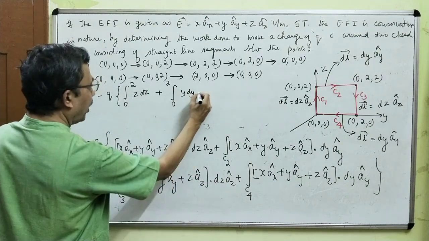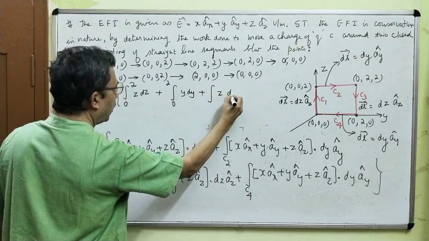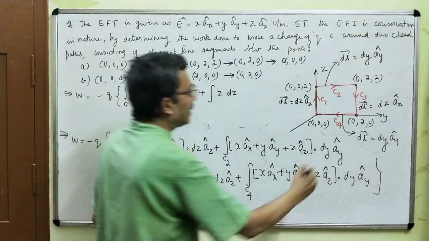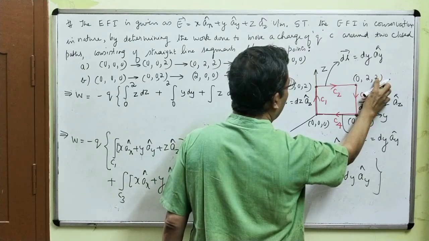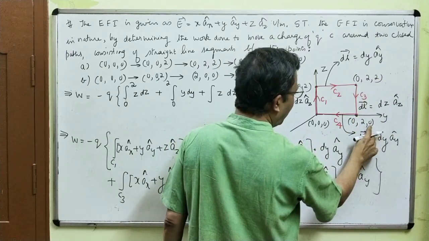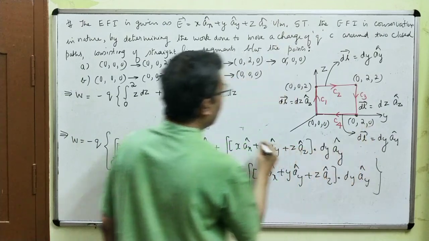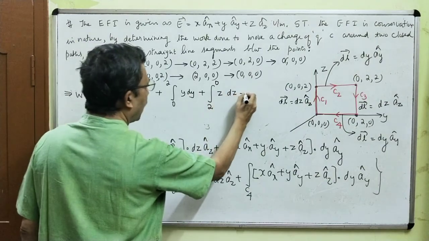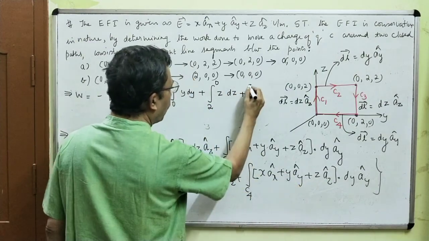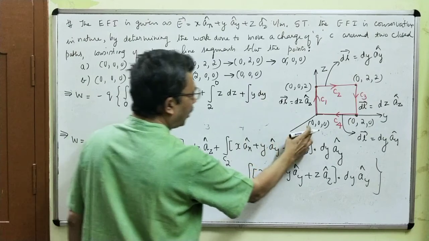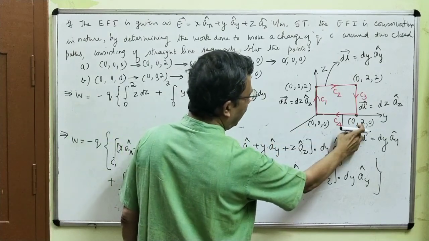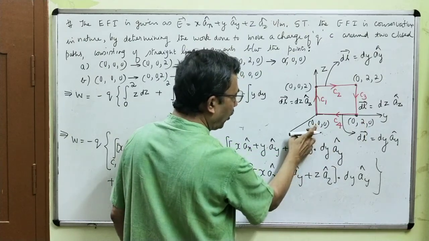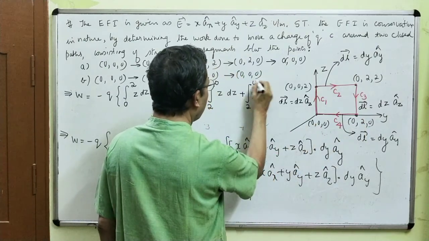Az cap dot Az cap is 1. Integral z dz. For path C3, this is the initial coordinate for Z, which is 2. And what is the final coordinate for Z? It is 0. So it is 2 to 0, z dz. Plus, I will go to the last integral. You get y dy. For path C4, what is the initial Y coordinate? 2. What is the final Y coordinate? 0. So it is 2 to 0.